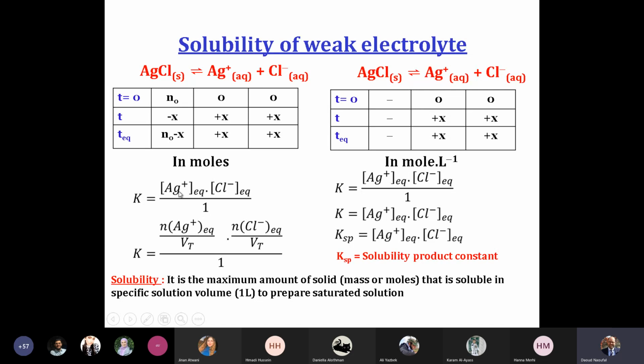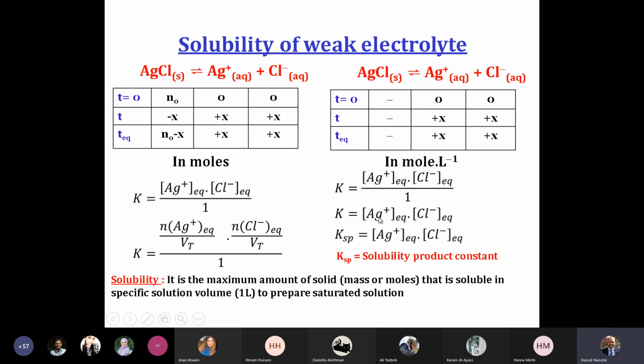So the concentration of Ag plus at equilibrium is equal to the number of moles X divided by the total volume. That of Cl minus is also equal to X divided by the total volume. K, in case the table of conversion is written according to the concentration, capital K equals the concentration of Ag plus at equilibrium times the concentration of Cl minus at equilibrium.